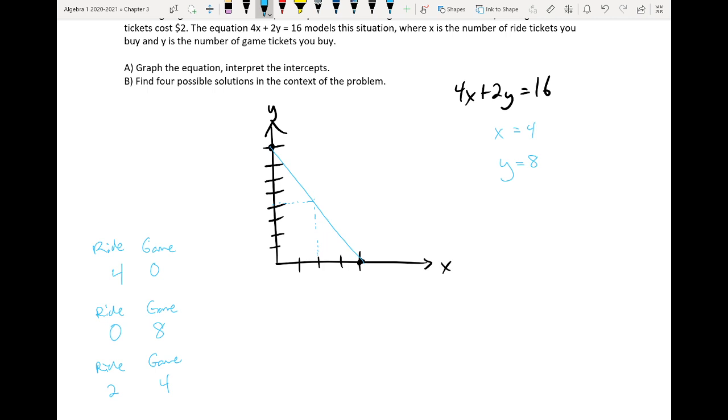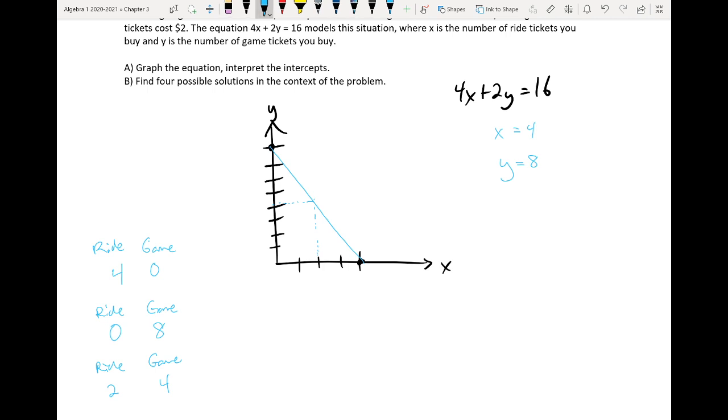Let's make sure that it works. So ride is going to be 4 times 2 plus game, which is going to be 2 times 4. Let's see if that equals 16. 4 times 2 is 8. 2 times 4 is 8, which is 16. And 16 is equal to 16. So is that possible? Absolutely. So that one works. We need 4 solutions. Well, let's try to do another one.